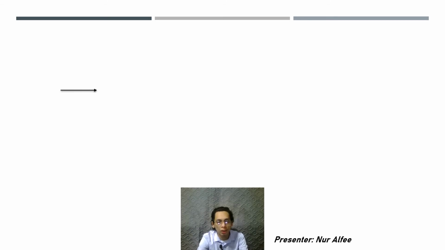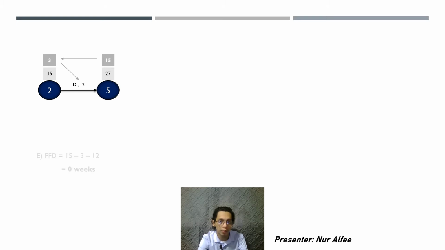Okay, moving on to the next question, we need to find the free float for activity D. As you can see, this is activity D. For the formula, the head of EET needs to minus the tail of EET and minus the duration of the activity. So the formula is written down below. So free float for activity D is 15 minus 3 minus 12 equals 0 weeks.